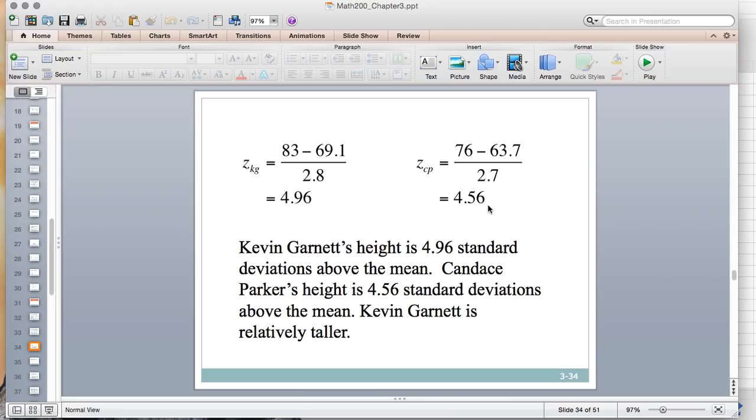So Kevin Garnett is relatively taller, okay, but if Candace Parker had a z-score that was higher than his, she might be relatively taller, even though he is actually taller. Okay, so this just allows us to compare on even ground.